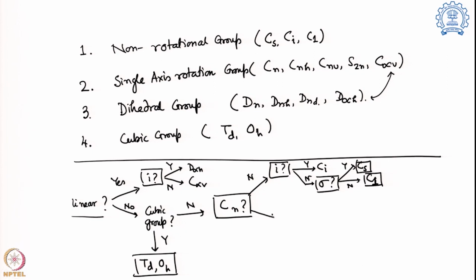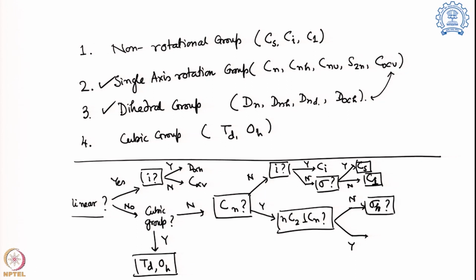But if the molecule does have a Cn, then the next question we ask, do you have n number of C2 perpendicular to Cn or not? So, we are differentiating between dihedral and single axis rotation group. If the answer is yes, and if the answer is no. So, let me just change this, say this is no, this is yes. If the answer is no, then you ask whether they have a sigma h or not.